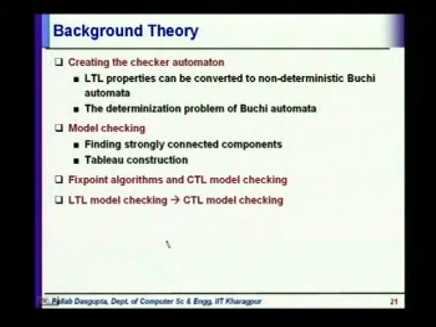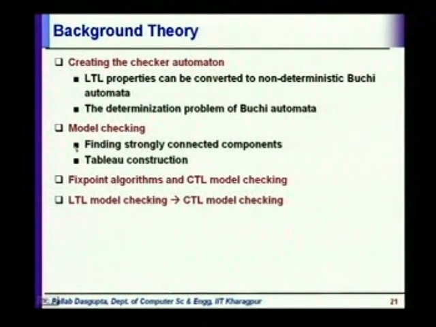Now, this is what we are going to look at. We are first going to look at the formal procedure for creating the checker automaton. And for that, we will see that LTL properties can be converted to non-deterministic Büchi automata. And then we will briefly go through the determinization problem of Büchi automata, because if you have a non-deterministic automaton, how do you determinize that before verification? That is one thing that we will study. There is something very peculiar about the determinization problem of Büchi automata, which warrants independent study of that. And then we will go through model checking, where we will look at algorithms for finding strongly connected components, and we will look at the methodology for tableau construction. And then we will go into CTL model checking, and we will study fixed point algorithms for CTL model checking. And then we will see how LTL model checking can be cast into CTL model checking and solved using a CTL model checker. Okay, so this is the agenda.